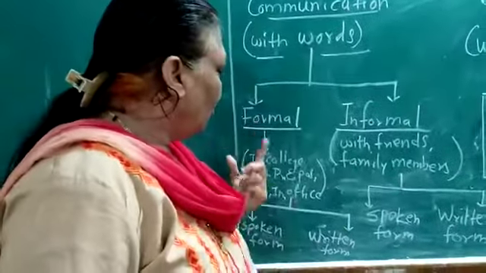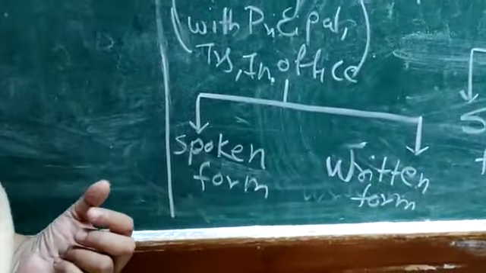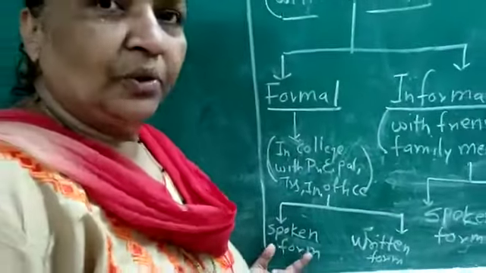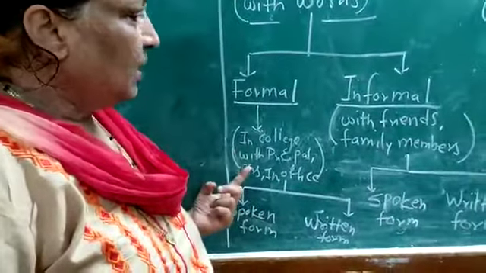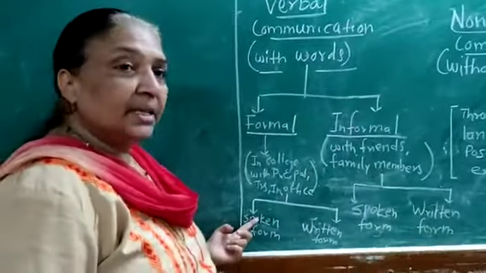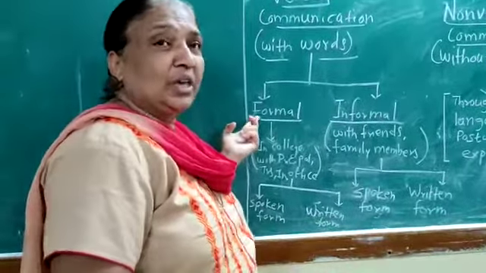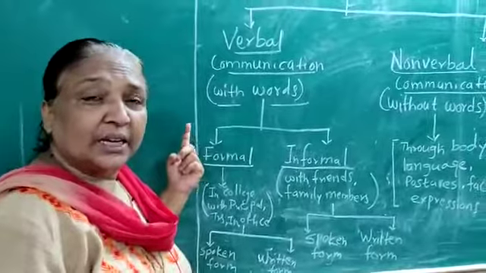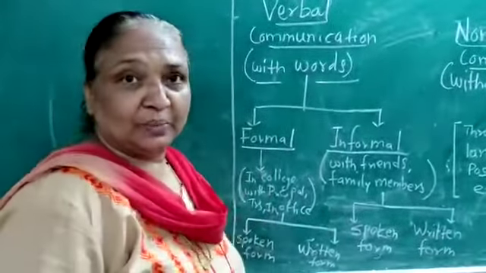Now see here, in formal type of communication, there are two parts. What are they? The two parts are spoken form and written form. Spoken, all of you know, spoken means by speech. When you speak with your principal or with your teachers, or in the office when you speak with the manager, it is the spoken form of formal communication. And it also comes under verbal communication because all this process takes place with the help of words. Without words, it is not possible.